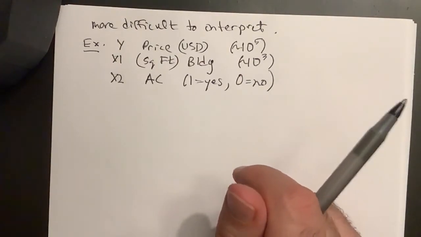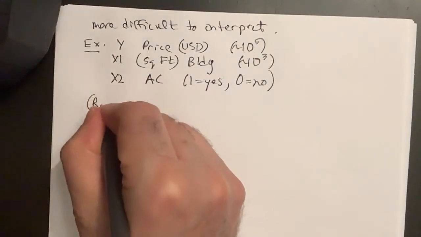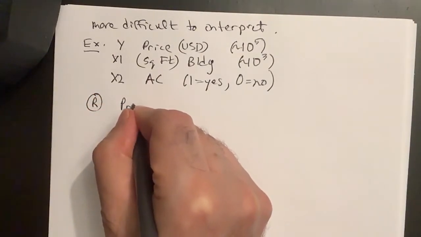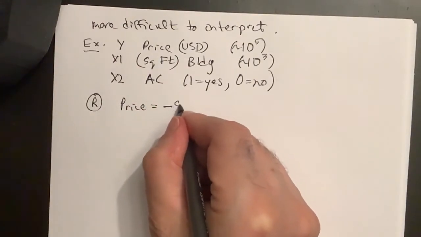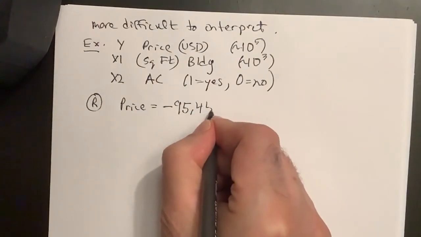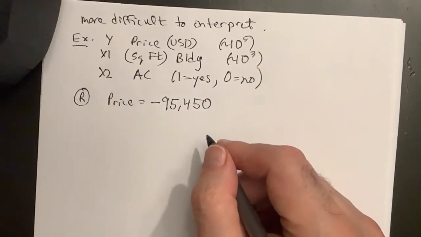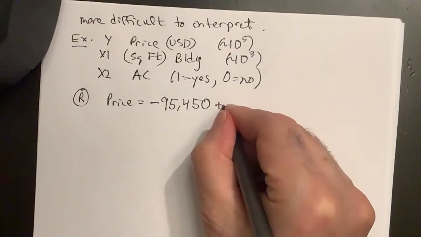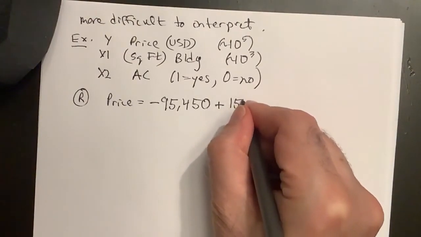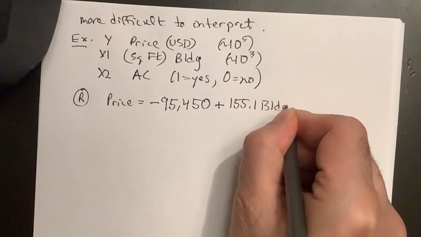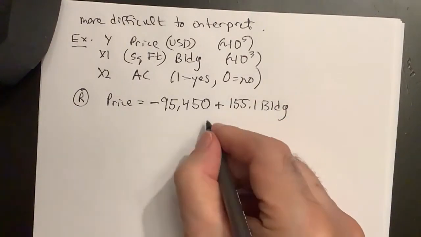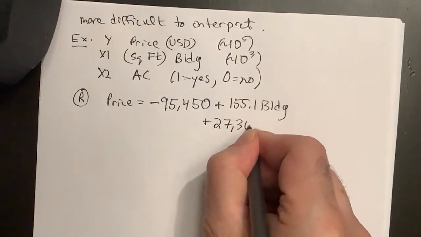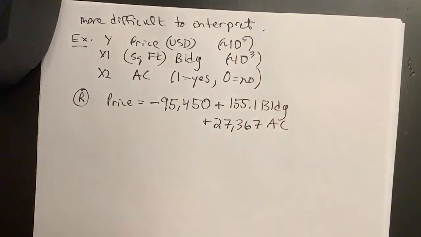All right, so we actually did this with R. Using R with the data we had, I found price was equal to minus 95,450. That'd be a good price for a house. They give you $95,000 and you get the house too. Plus 155.1 times building, plus 27,367 times AC. Okay, so this is for the example from the book.